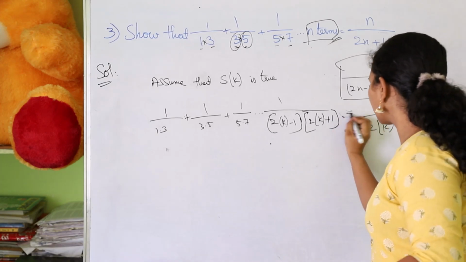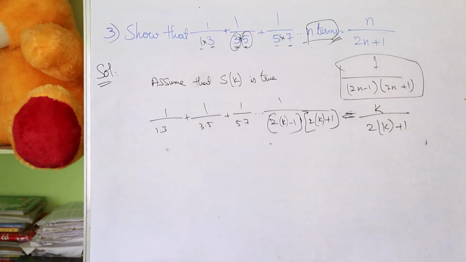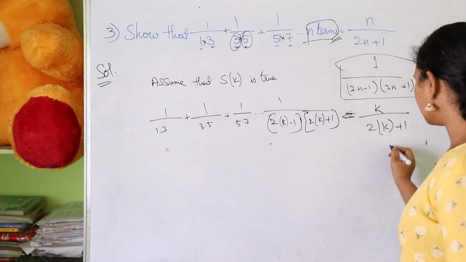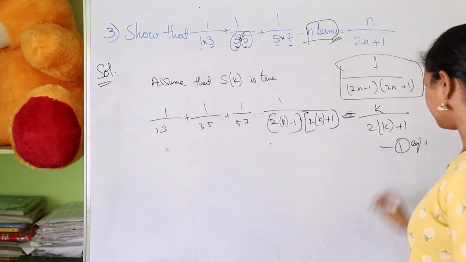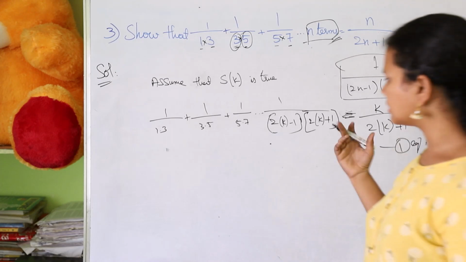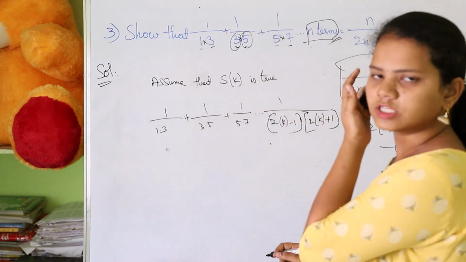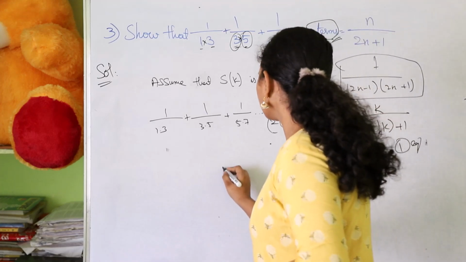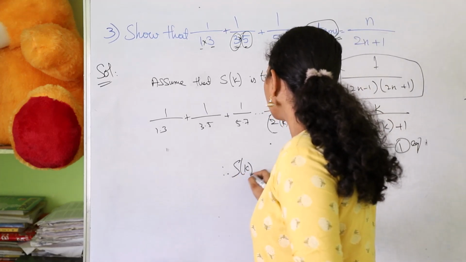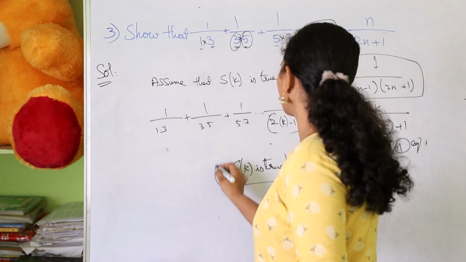You consider this as equation number 1. This equation is important, because we will be using it in k plus 1 to prove that S of k plus 1 is true. So you conclude that S of k is true.